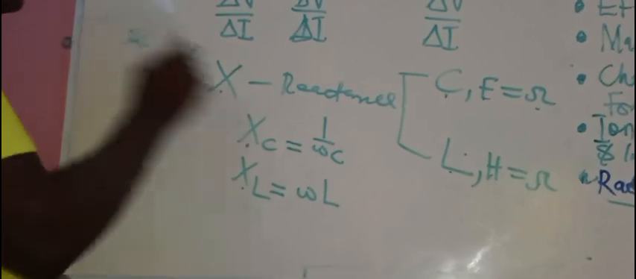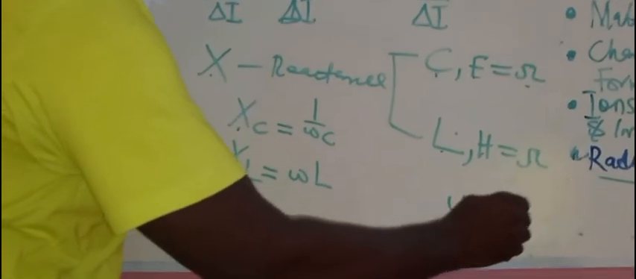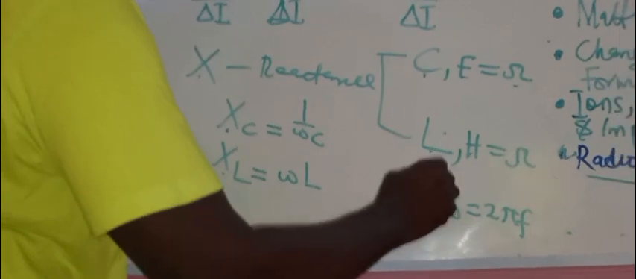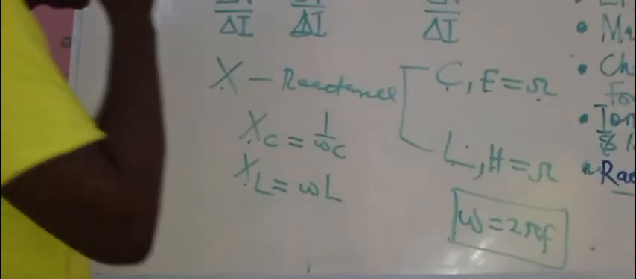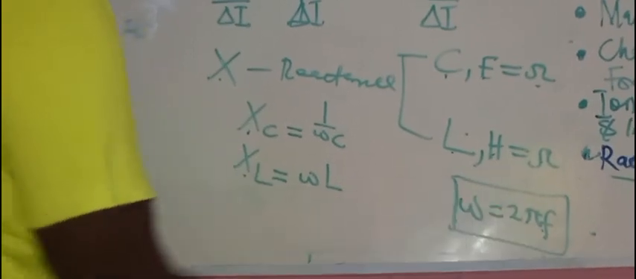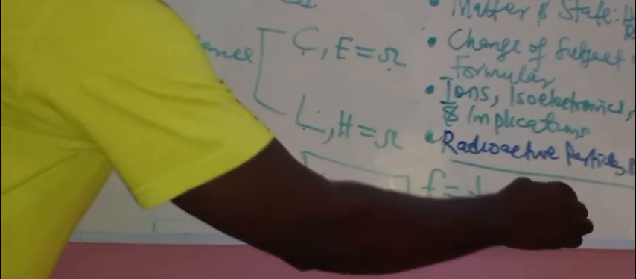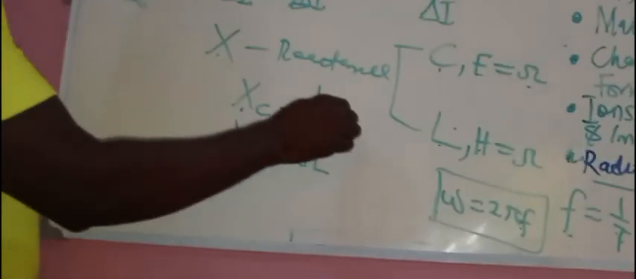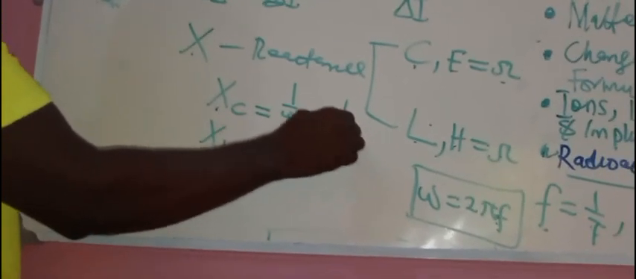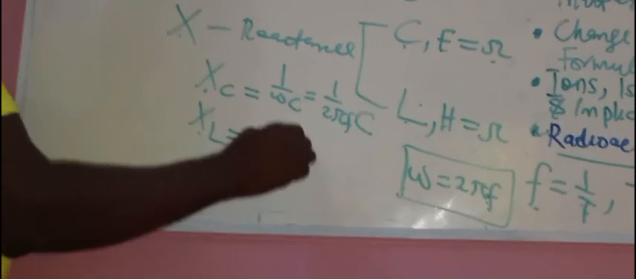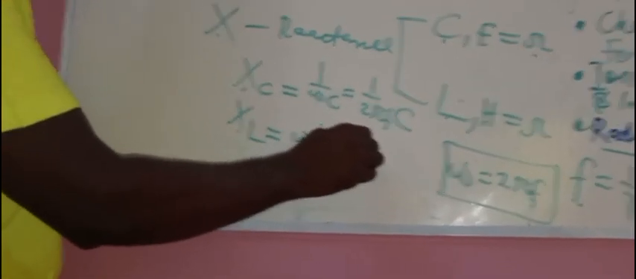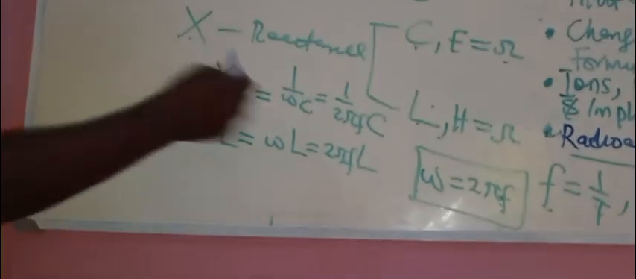Now, what does this omega stand for? This omega is 2 pi f, where f is frequency. We'll come back to that later. It is the frequency of flow of current, f. And you know inside frequency there is period: frequency is 1 over period, meaning period is also 1 over frequency. So this means that this formula can turn to 1 over 2 pi fC, and the inductive one is 2 pi fL. So take note of that.